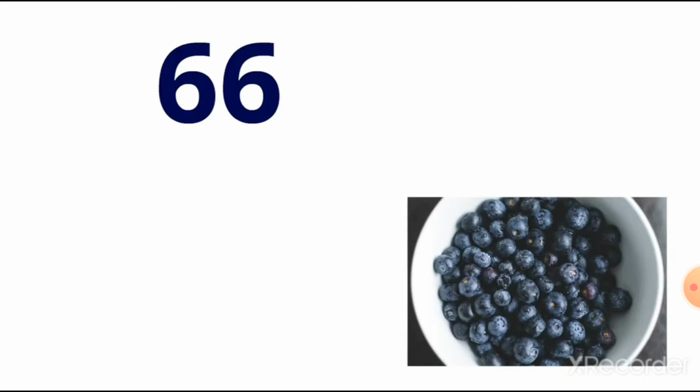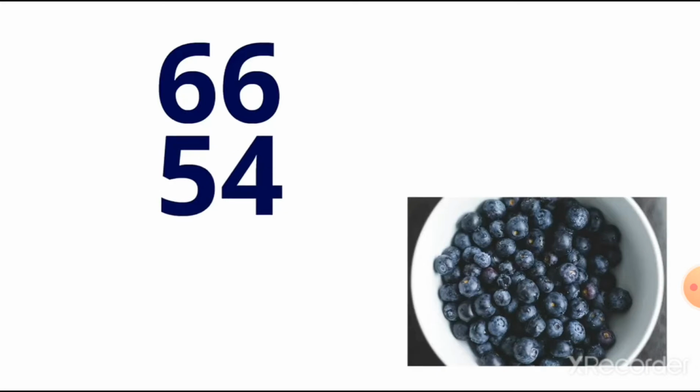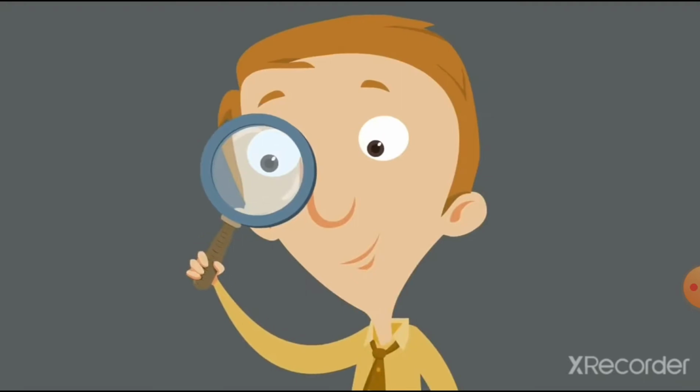Now I want to eat something. So how many do I eat? 54 from the 66 blueberries. I eat 54 blueberries from it. So how many are left now? What should we do? Let's subtract the numbers. First we'll see the ones column. Which is the ones column? Let's start the subtraction. Here, 66 minus 54.